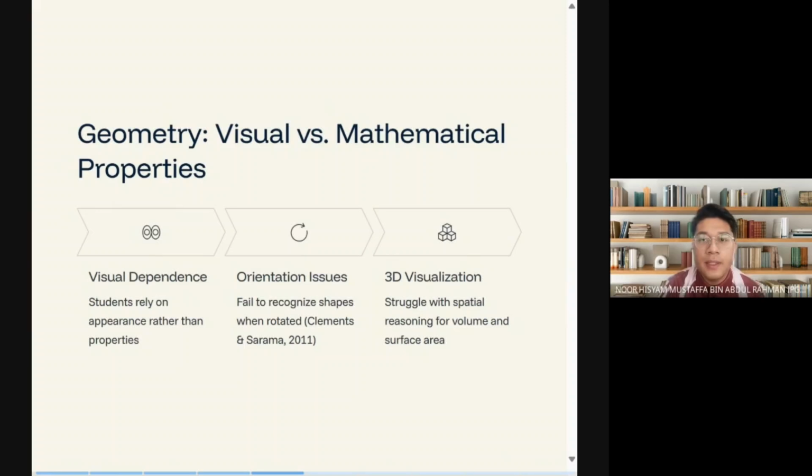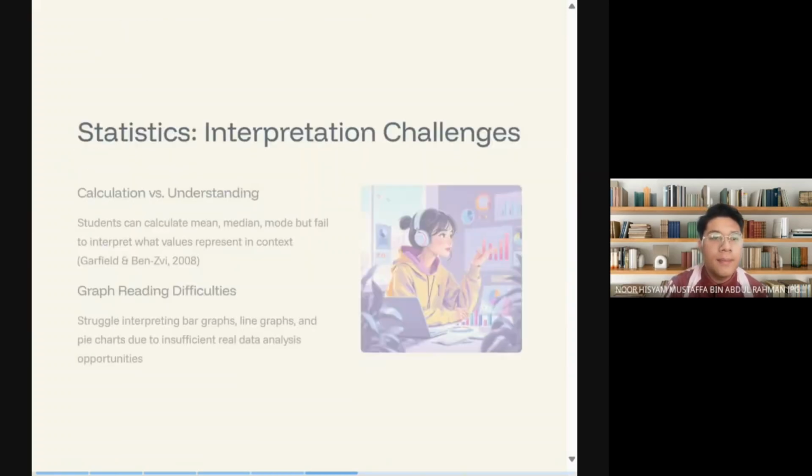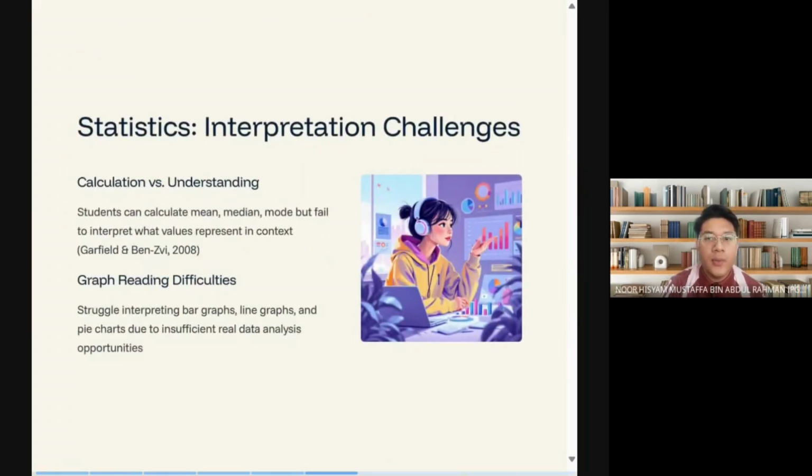For example, students may assume that a square must always appear in a specific orientation. They may fail to recognize the same shape when it is rotated. This misconception demonstrates that students often rely on perceptual reasoning rather than analytical reasoning. Effective geometry instruction should therefore emphasize the defining properties of shapes rather than their visual representations.